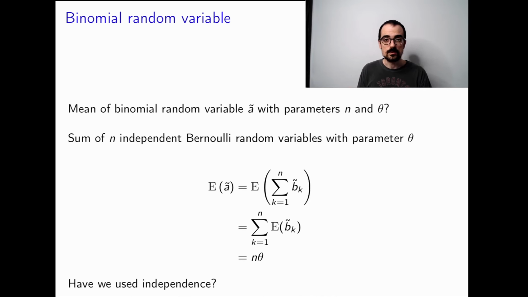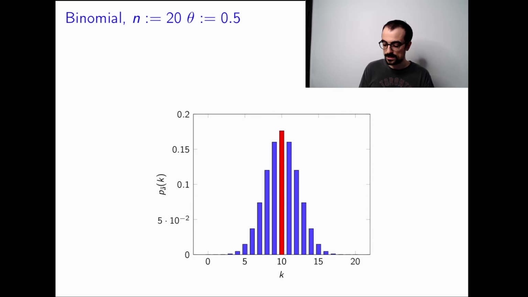Have we used independence here, by the way? Okay, think about it. We have not. So we have shown that when you're flipping a coin, even if the flips are not independent, the mean number of flips that are going to be equal to 1, as long as each flip has probability theta, is actually going to be n times theta, even if the flips are dependent, which is kind of interesting. Definitely when they're independent and you have a binomial. Okay, so this is a binomial with parameter n equals 20 and theta equals 0.5, and this is the mean, which is right in the middle.